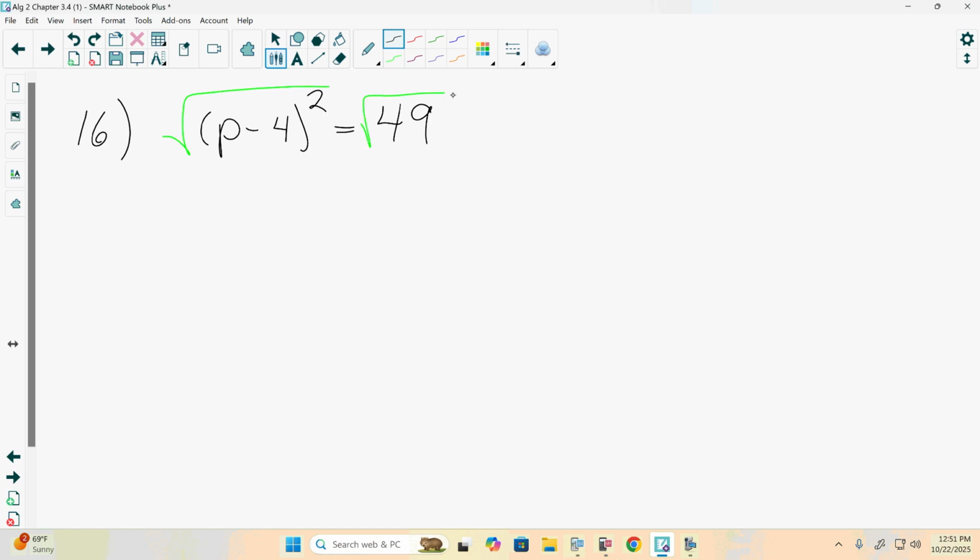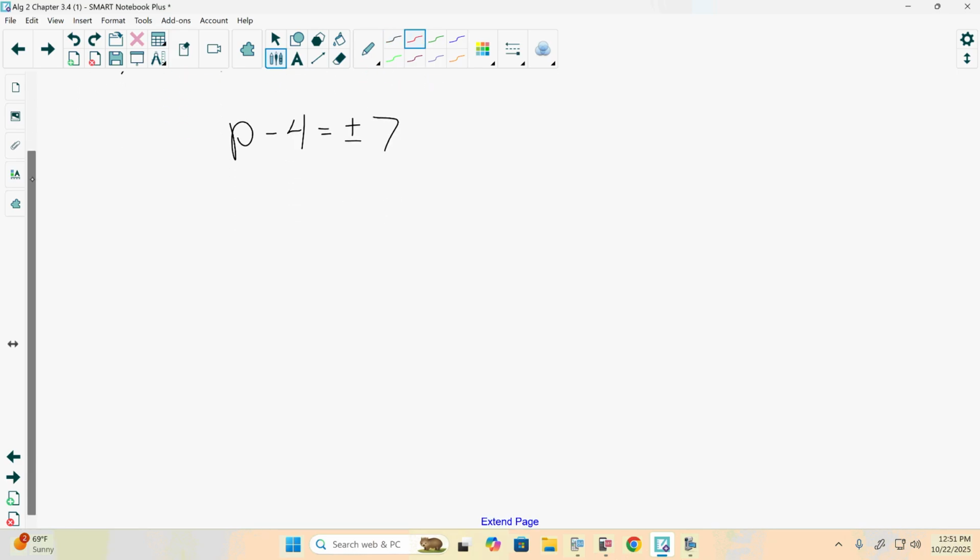So that means we can go on and take the square root of both sides. And on the left-hand side, our square root and square would cancel, leaving us with p minus 4 is equal to plus or minus, because we took the square root of both sides. Now, the square root of 49 is going to be 7, because 7 times 7 would give us 49.